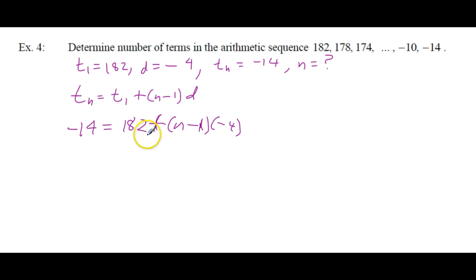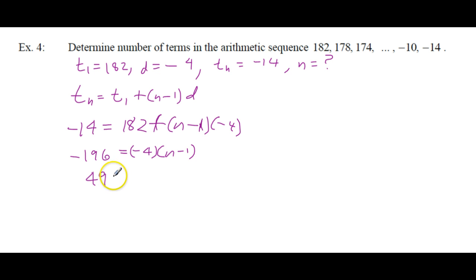Okay, so if I'm going to solve this, I'm going to first subtract 182 from both sides. Negative 196 is negative 4 times n minus 1. Now let's divide through by negative 4. So negative 196 divided by negative 4 will be 49.